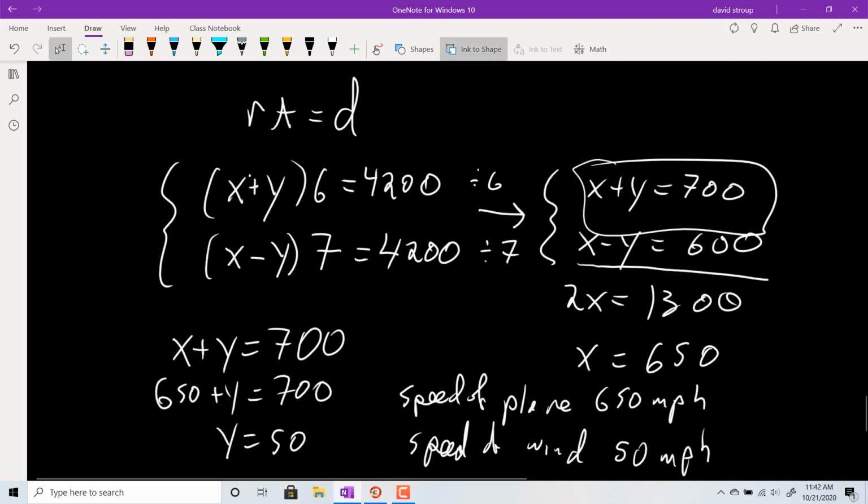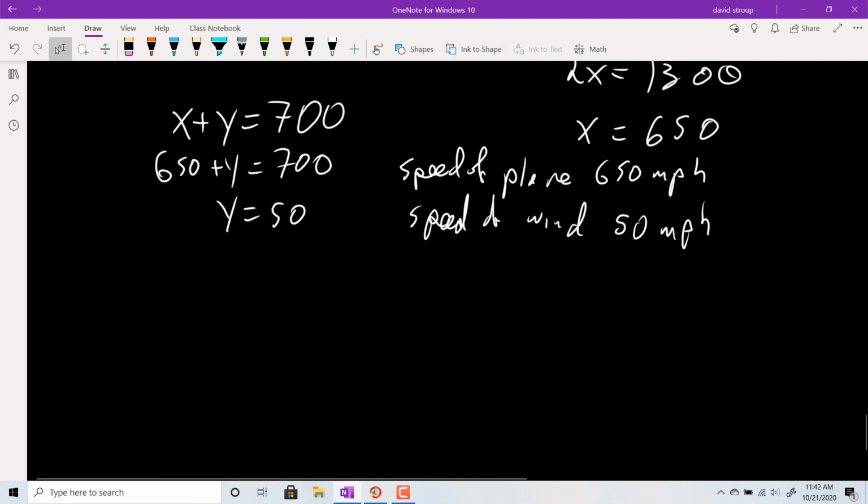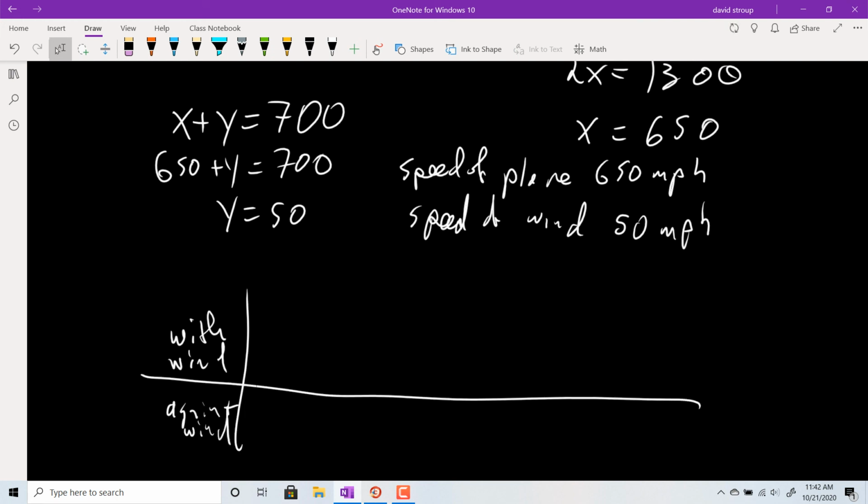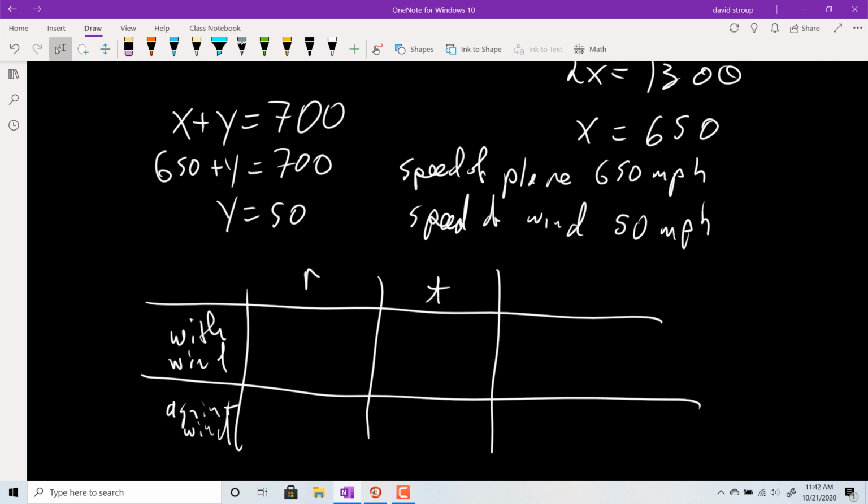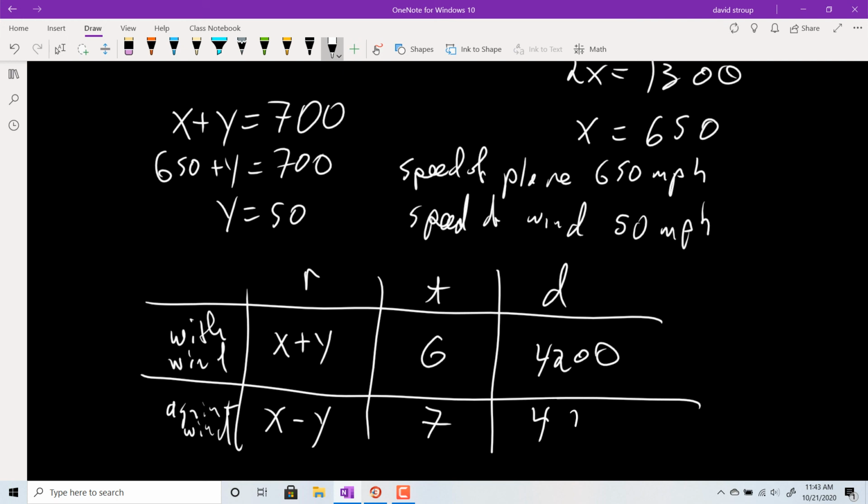Okay. In your previous classes, you may have approached it with a chart. If you want to do that, that's fine as well. So with wind versus against wind, you had rate, time, and then distance. The rate with the wind will be x plus y, against the wind, x minus y. And then it took 6 hours to go 4,200 miles with the wind, and 7 hours to go 4,200 miles against the wind.